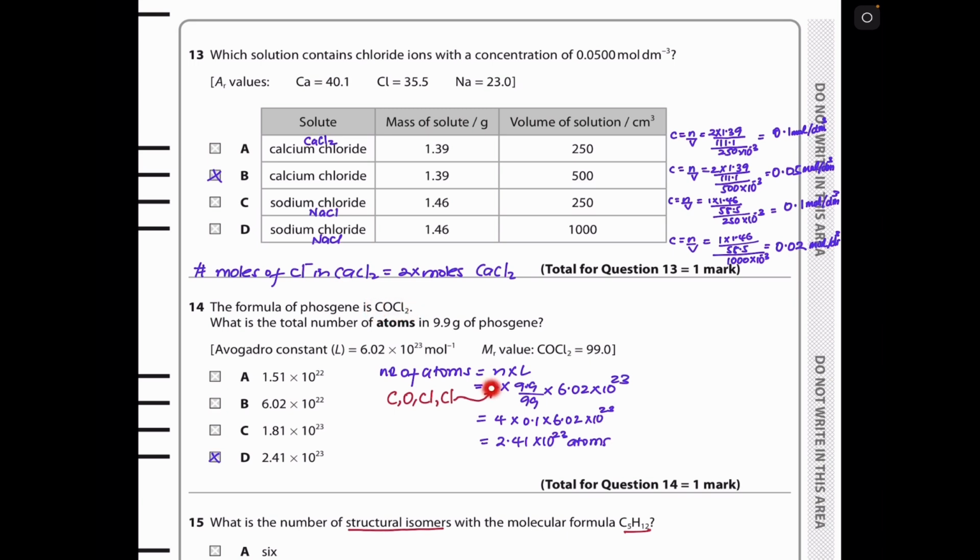So it should be 4 times the number of moles, which is going to be 9.9, which is mass, divided by molar mass, which is 99, times Avogadro's constant. And multiplying everything, I got 2.41 times 10 power 23 atoms. So this should be my answer.